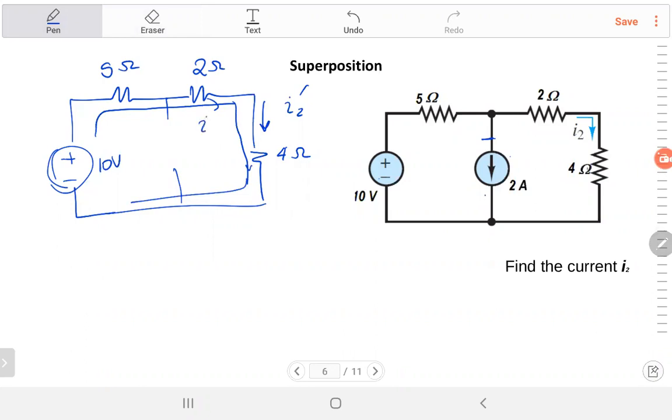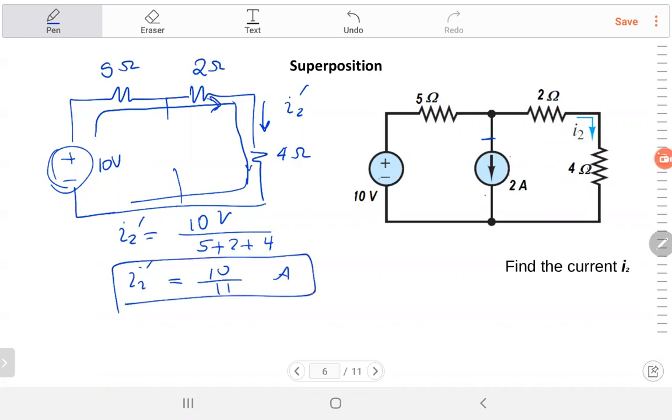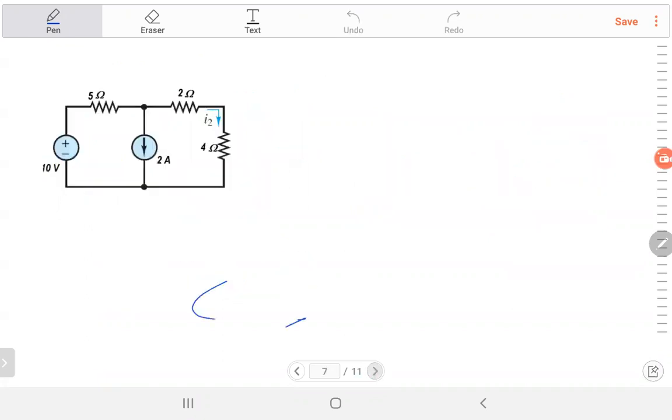I will call it I2 dash, because it's in the same direction as I2. I2 dash is very simple, because you divide the voltage over the total resistance. They are connected in series, so you have 10 volts divided by 5 plus 2 plus 4, which is 11. So I2 dash is equal to 10 over 11 amp. Now I'll go for the current source.